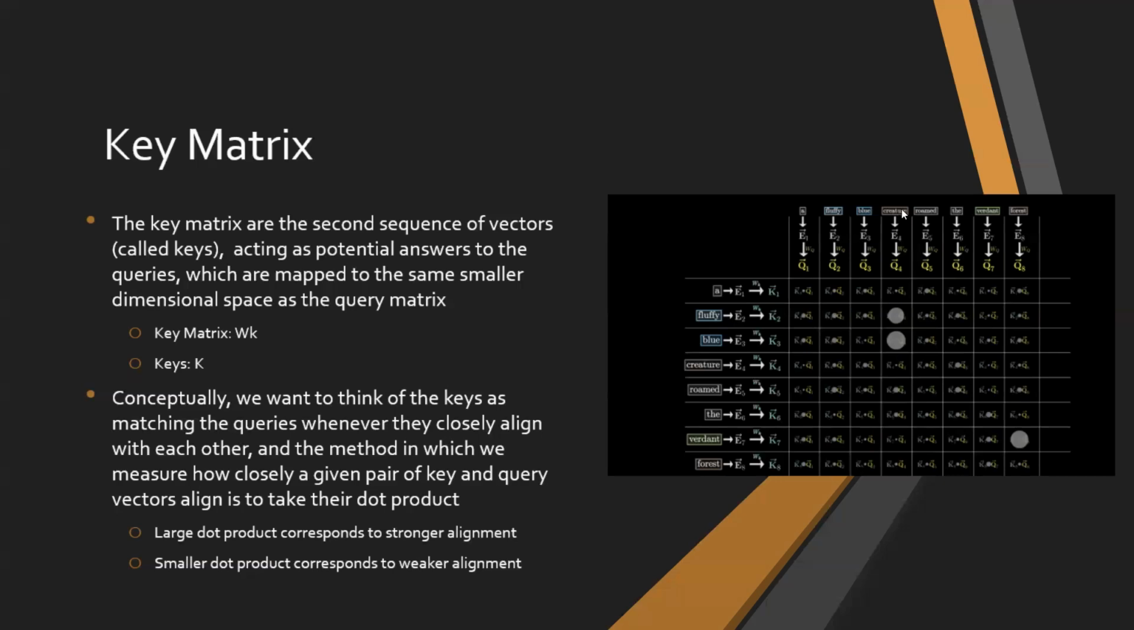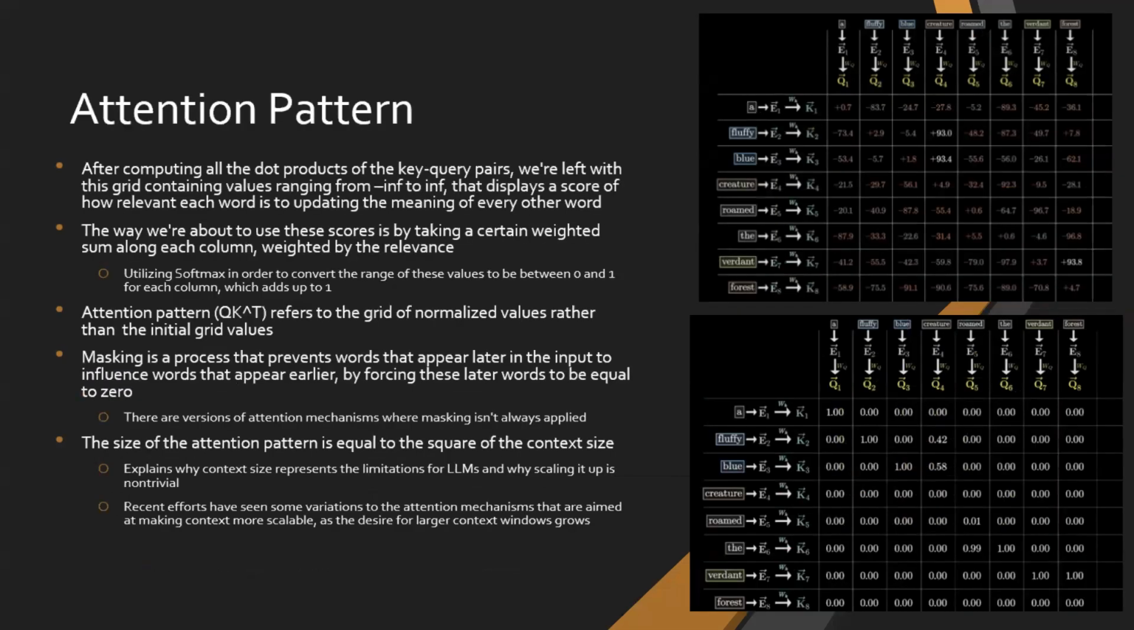Meanwhile, for the column creature, we have very big dot products for fluffy and blue, which means that the words fluffy and blue have a stronger alignment to creature. Attention pattern.